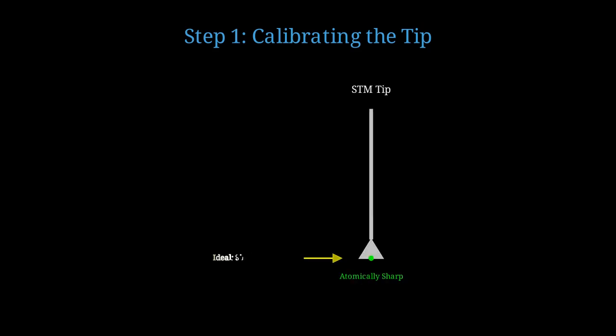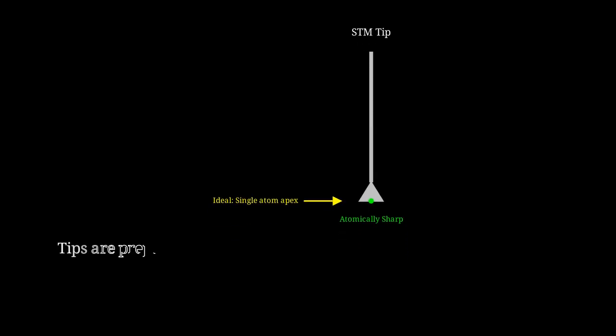Now let's walk through the actual experimental workflow, starting with tip calibration. The quality of your tip is absolutely critical for high-resolution imaging. An ideal STM tip terminates in a single atom. In practice, tips are prepared by electrochemical etching of tungsten or platinum iridium wire. The apex must be atomically sharp. Tungsten tips are commonly made by etching in sodium hydroxide solution. The etching process creates a very sharp point, but the atomic structure at the apex is somewhat random.